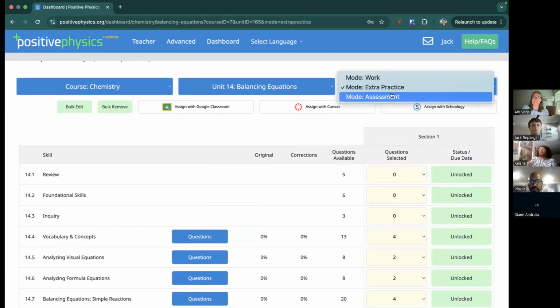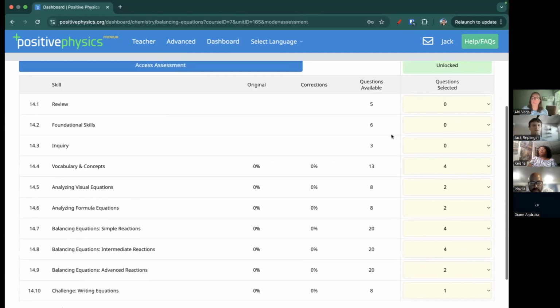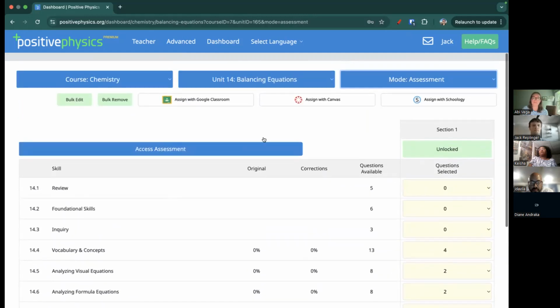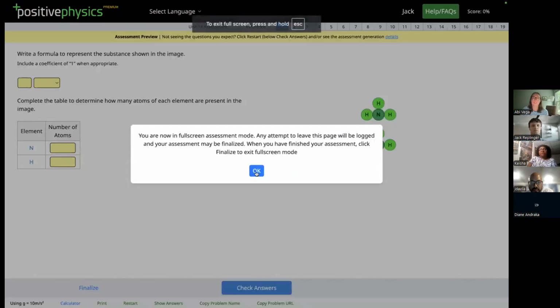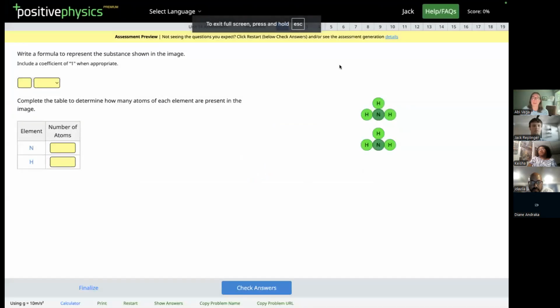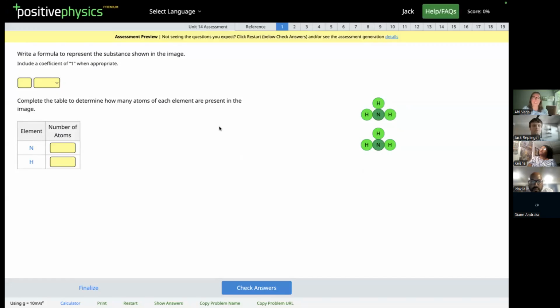Then we also have the assessment mode. For this one, you as the teacher get to choose how many questions of each type students are getting on their assessment. When they access the assessment, we have a new feature where it's in full screen. They'll click Start Full Screen Assessment. You can see the bar at the top is black. Students can go ahead and answer the questions, same as before.